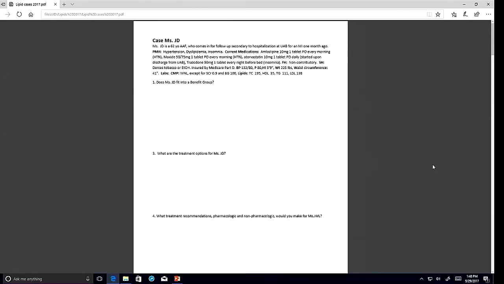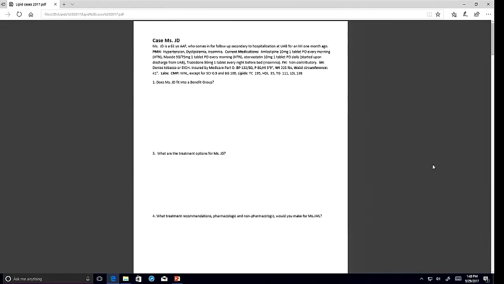So Miss JD is 62 years old. It's an African-American female. She comes in secondary to a hospitalization at UAB for an MI, and that was 1 month ago. Her past medical history is significant for hypertension, dyslipidemia, and insomnia. Her current medications include amlodipine, Maxide, which is a diuretic, which she uses for her hypertension. She's on atorvastatin 10, and that was started upon discharge from UAB. Trazodone 50 milligrams, and that's for the insomnia. We don't have any family history that seems to be contributing. Her social history, she doesn't drink and she doesn't smoke. She does have insurance, and it's Medicare Part D.